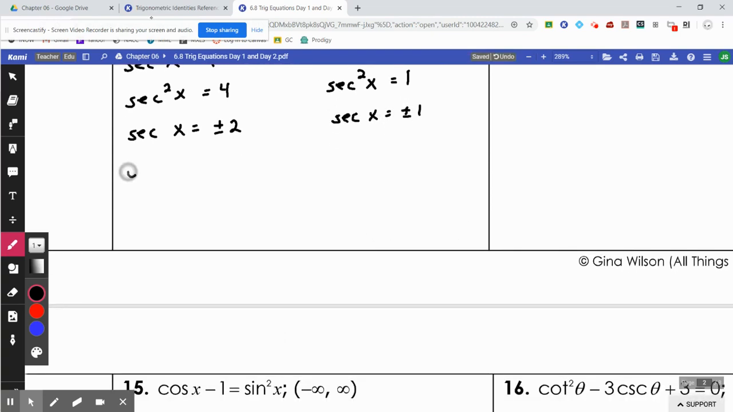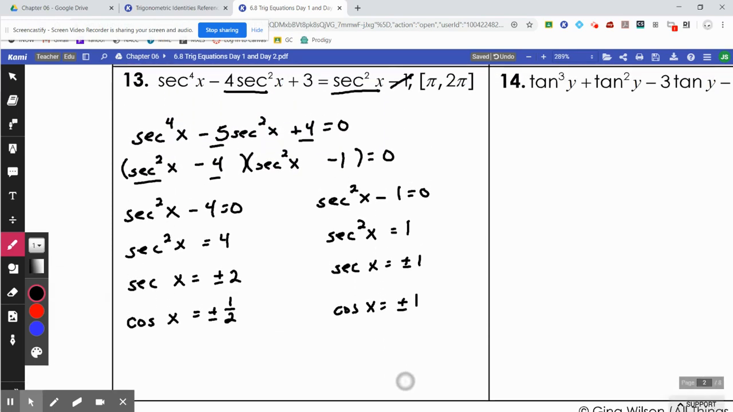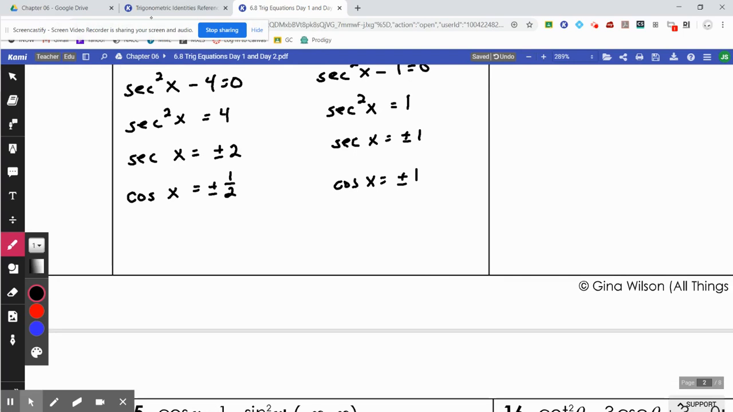We're not comfortable with secant, so let's deal with cosine. So if the secant of x is positive or negative 2, then the cosine will be positive or negative 1/2, or the cosine of x will be positive or negative 1. So that's what we're looking for. Where between pi and 2 pi, which is here, do I have a cosine value of positive or negative 1/2? So what that says is you don't have to worry about the sign. You don't have to worry about what quadrant you're in because you're dealing with all the positives and all the negatives.